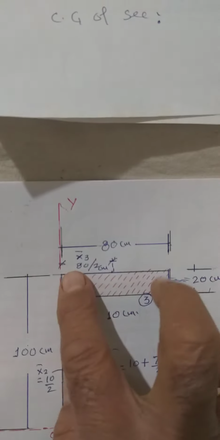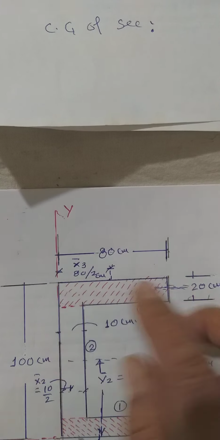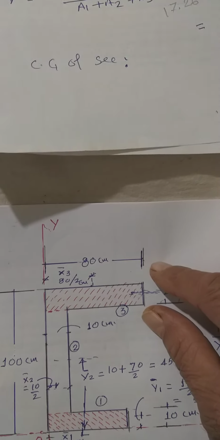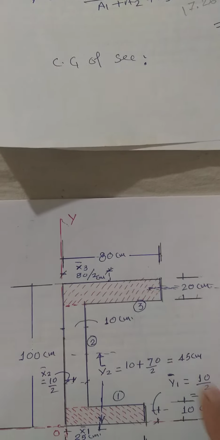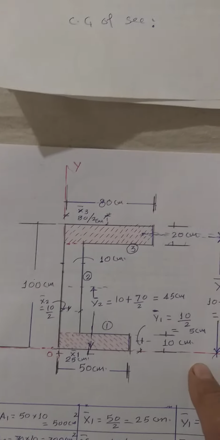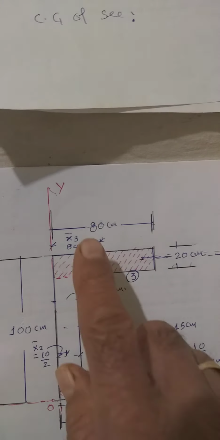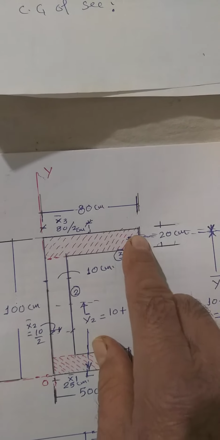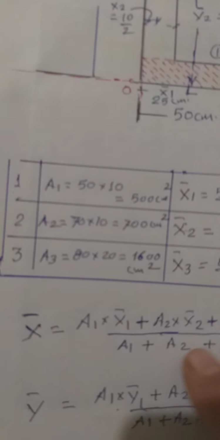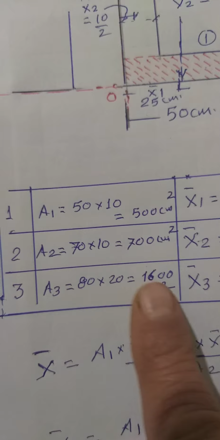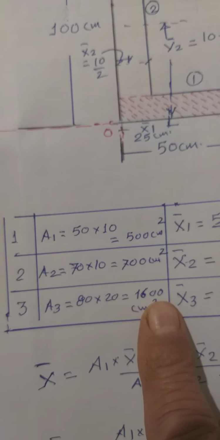This is the third figure. This is given as 80. This is given as 20 now. What is the area of this rectangle? That is the third individual figure, I will say now. It will be 80 multiplied by 20. That will give the area of the third figure, which, you can see, is 80 into 20, that is 1600 centimeter square.